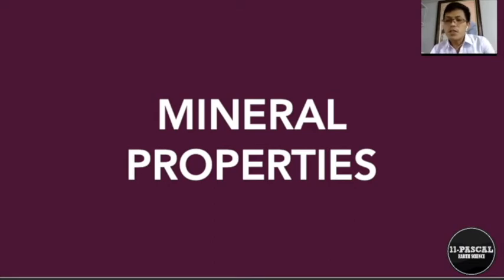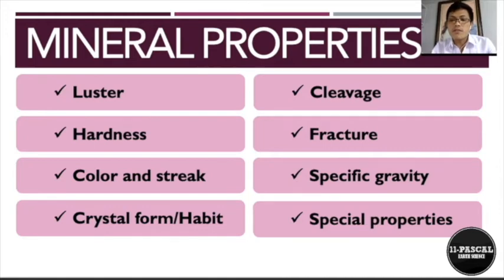Minerals are solids formed primarily by inorganic processes. Each mineral has an orderly arrangement of atoms, or crystalline structure, and a particular chemical composition, which provides it a singular set of physical properties. So minerals can be identified by the following properties: luster, hardness, color and streak, crystal form or habit, cleavage, fracture, specific gravity, and special properties, which I'm going to mention later as we go through our discussion.